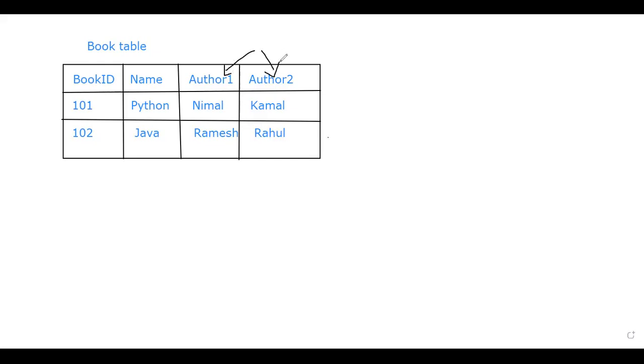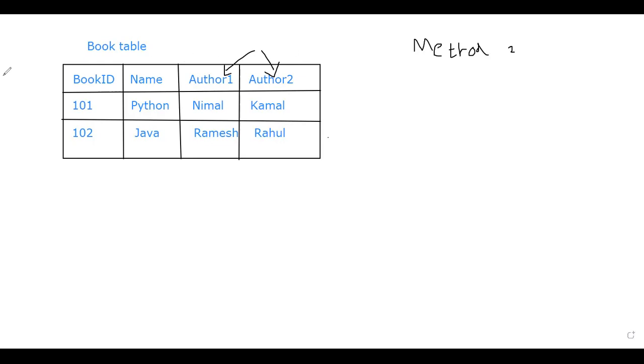So is this table in first normal form? No. Therefore, this table is not in first normal form. Therefore, you are required to convert the book table into first normal form. So let me do this first using method 1, and next we are going to try this using method 2.